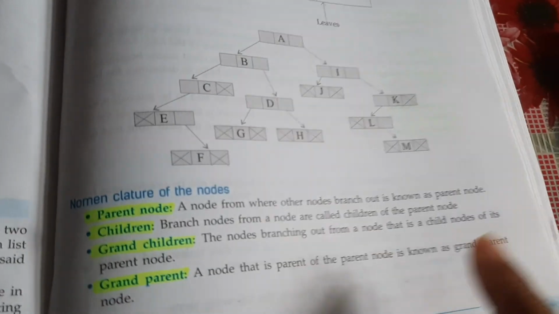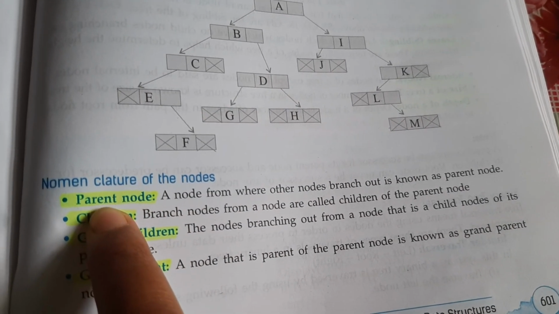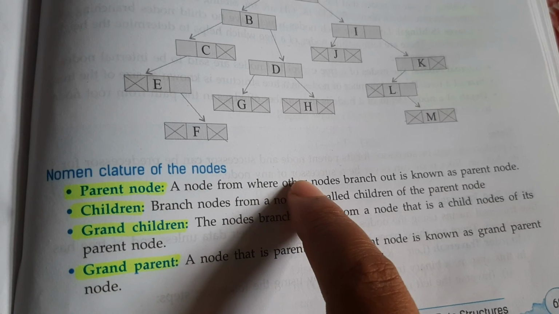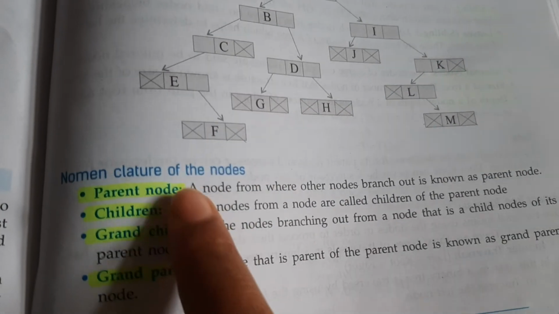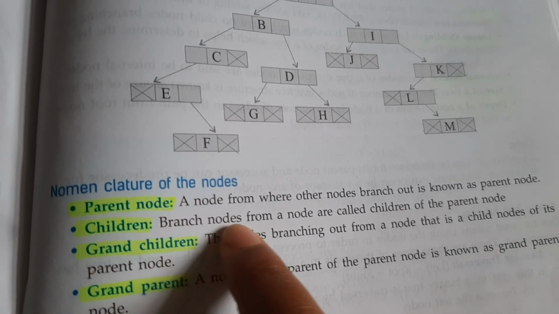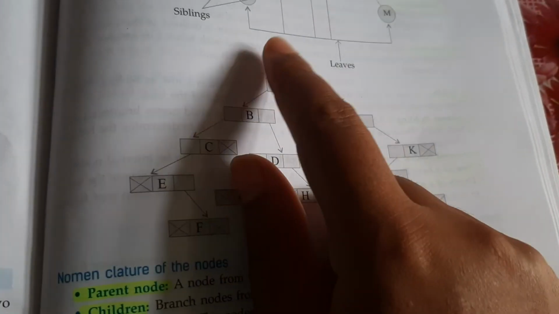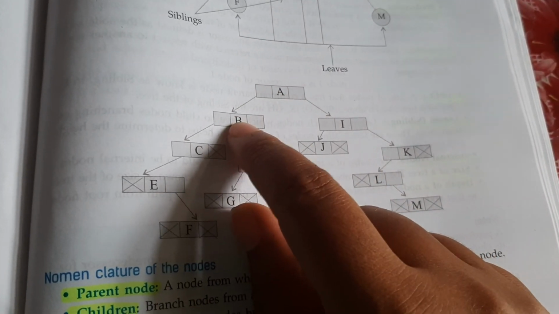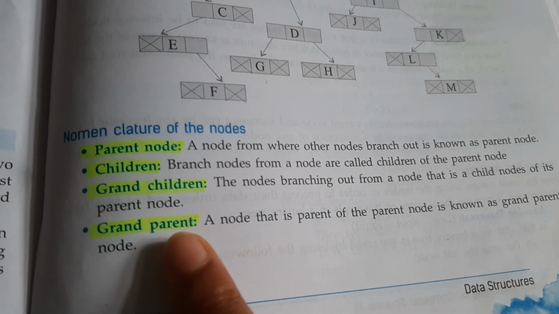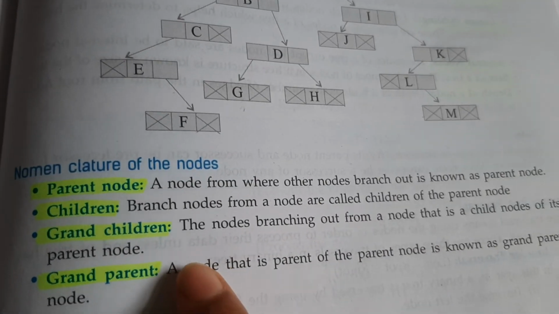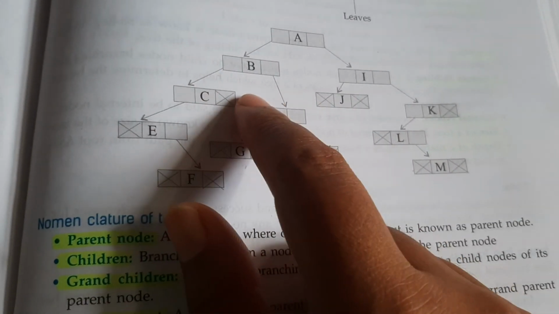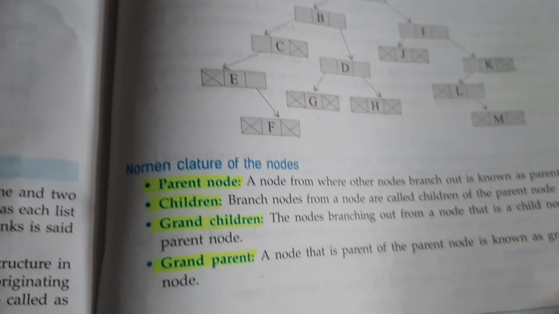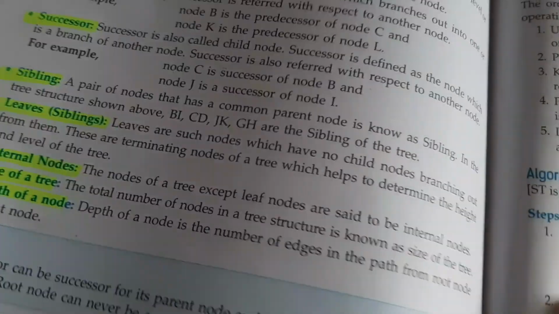Now there are some terms given here. Let us know what a parent node is: a node from which other nodes branch out. If you see, A is a parent node and there are many branches from it, so it is known as the parent. Child node: a node branching from a node is called a child node. And grandchildren are the nodes branching out from those nodes. Now these are all the grandchildren. You can read these definitions.